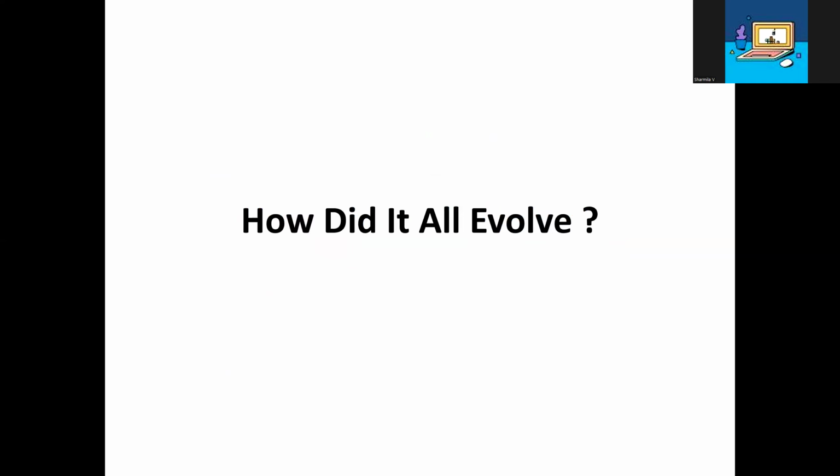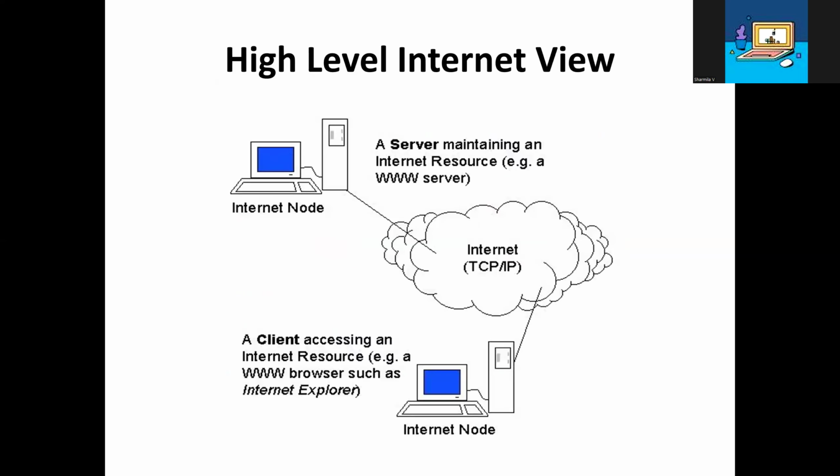How did it evolve? High-level internet view: the internet node, the TCP/IP protocol, a client accessing an internet resource, for example browsers such as Internet Explorer, and a server maintaining an internet resource, that is a WWW web server. Using this, we are creating a cloud.